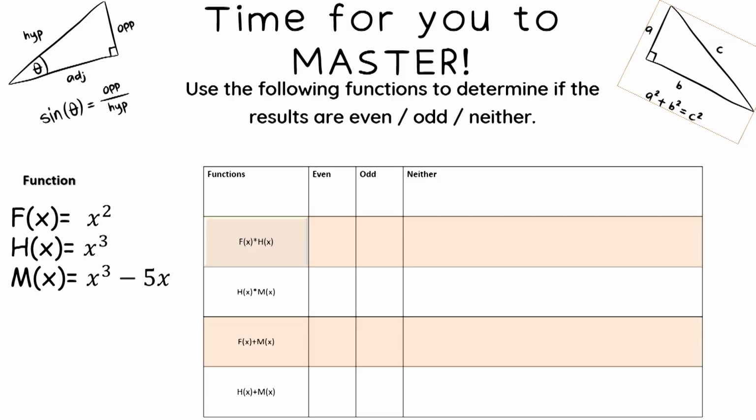Time for you to master. Use the following functions to determine if the results are even, odd, or neither. So we're using functions f of x, h of x, and m of x. You're multiplying, you're adding, and you're adding. So I want you or you and your table partner to work these. Pause the video. Once you get done, come back. Let's see what we got.